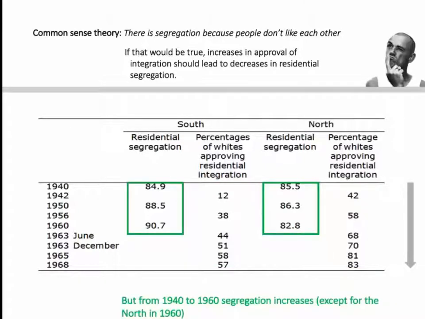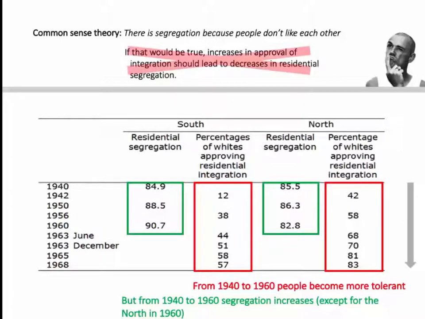Okay, but now let's look at residential segregation over time. From 1940 to the 1960s, segregation actually increases in the South, while in the North it goes up a little bit and then it goes down, but you don't really see a clear trend that segregation goes down. So on the one side, we have the approval of integration going up, but we don't really have the hypothesized or implicated decline in residential segregation that our explanation here would suggest. So in a way, we can debunk that here too. It's not really the case.